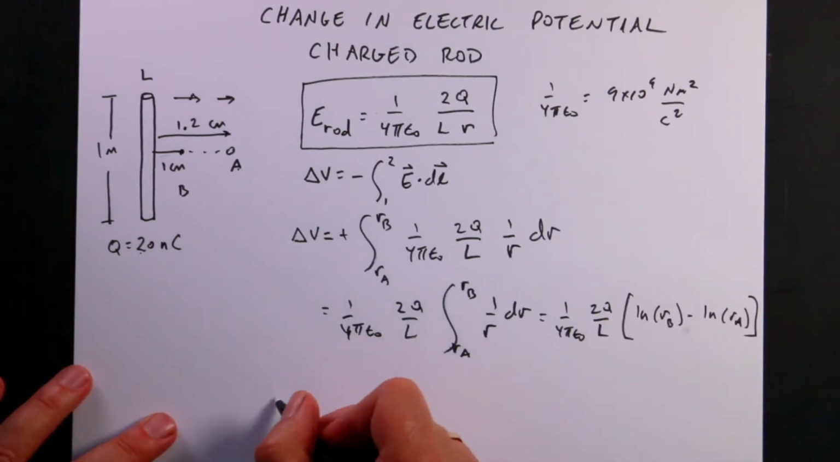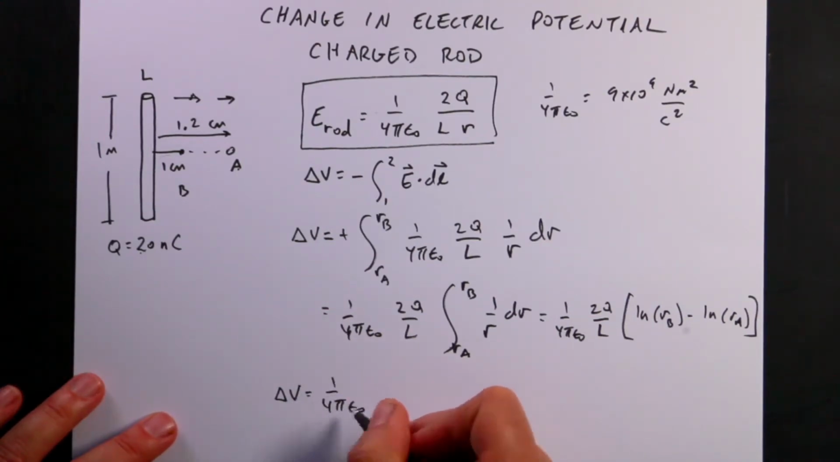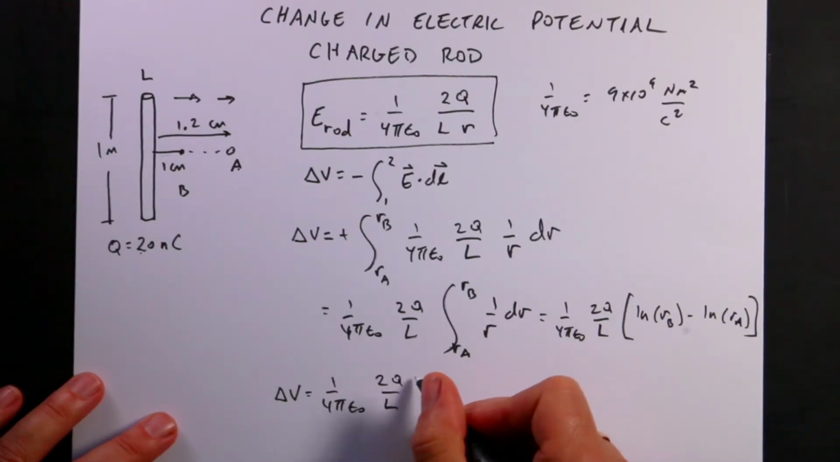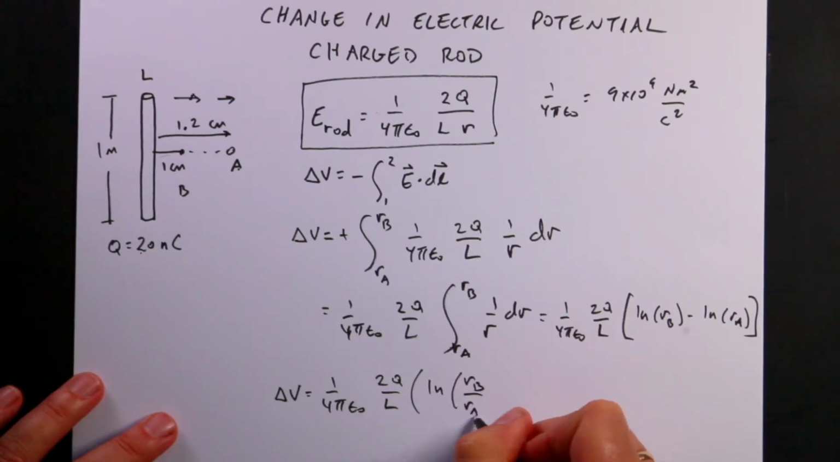So delta V is equal to 1 over 4 pi epsilon naught times 2q over L times ln of Rb divided by Ra.